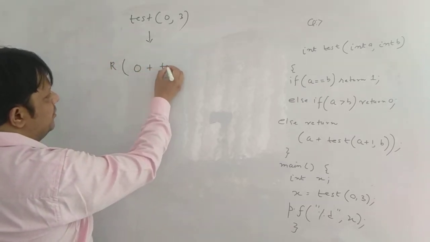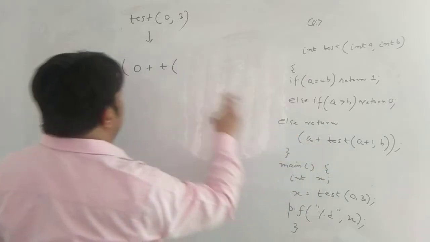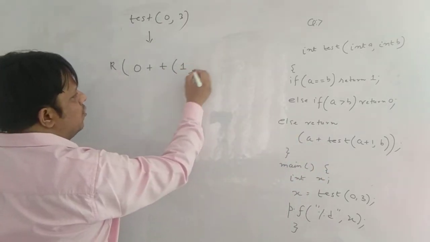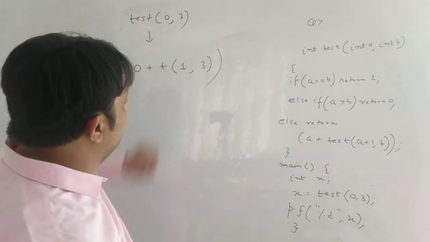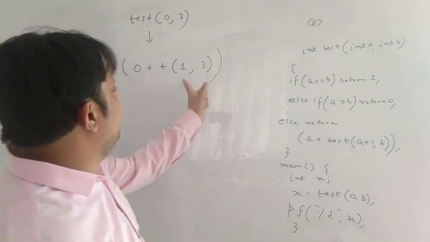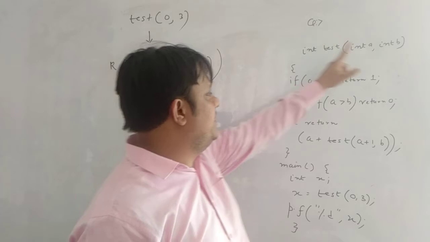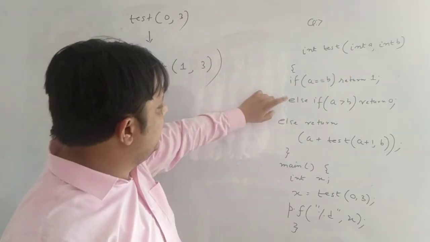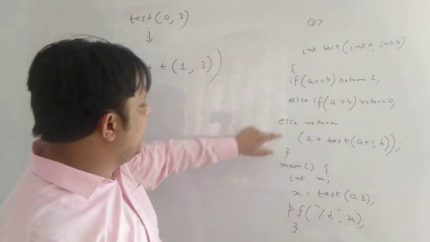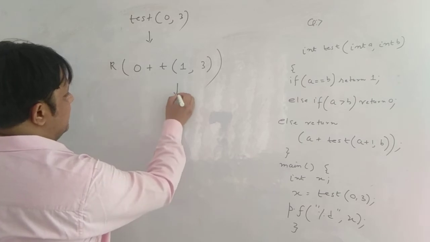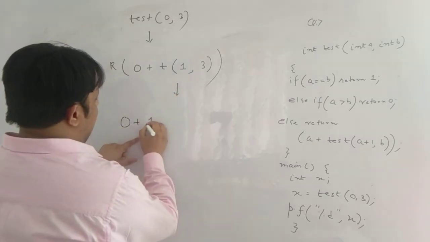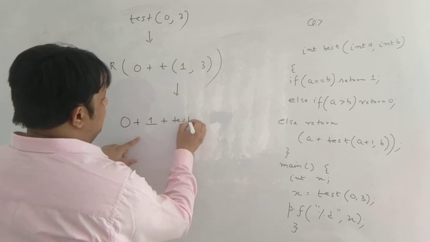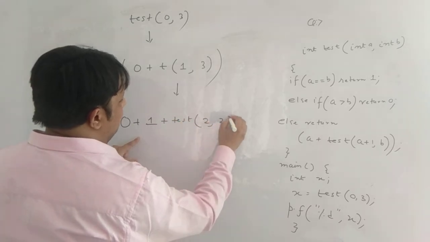0 plus test(a+1, 3). A plus 1 is 1, so it is test(1, 3). Now you will call this function test(1, 3). Value of a is 1 and value of b is 3. This condition is false and even this condition is also false. Again you will go to the else part, keeping the previous 0 as it is, plus the value of a, which is 1, plus test(2, 3), right?